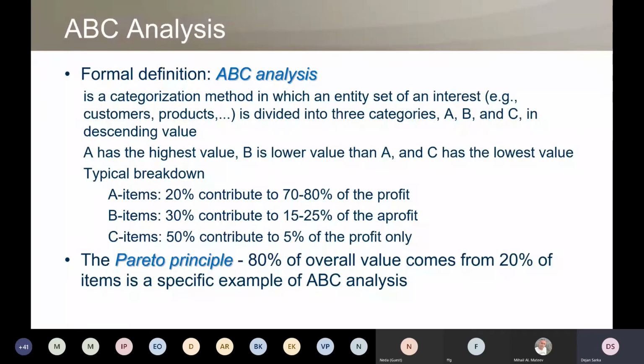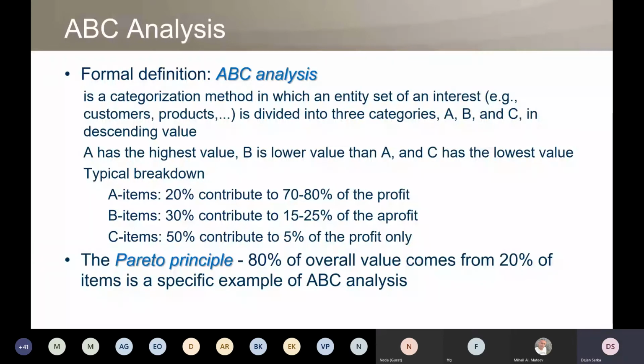And typically, 20% of A items contribute up to 80% of the profit. This is a well-known rule. This Pareto principle, 80-20, is just a specific example of ABC analysis, where you simply group B and C items into a single group, the rest, right? Those 80% that contribute 20%. Okay, so let's do this with some querying.